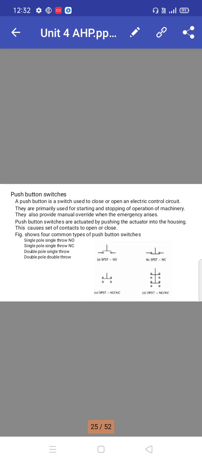Push button switches are actuated by pushing the actuator into the housing. This causes a set of contacts to open or close. The figure shows the four common types of push button switches: single pole, single throw, NO; single pole, single throw, NC; double pole, single throw; double pole, double throw.